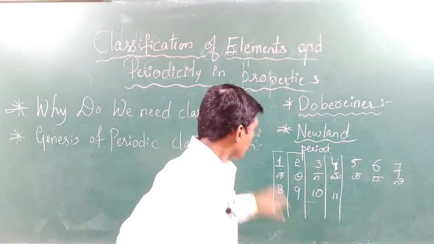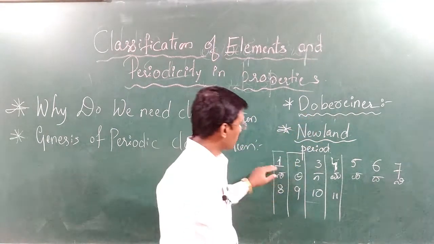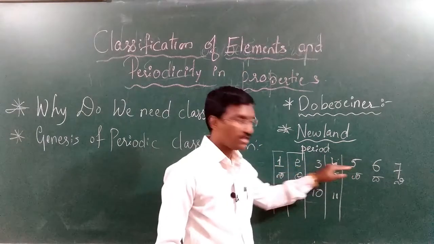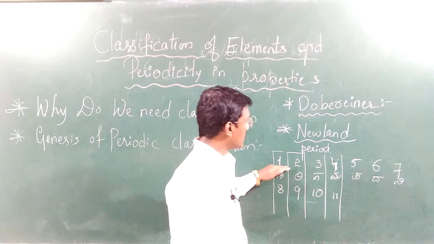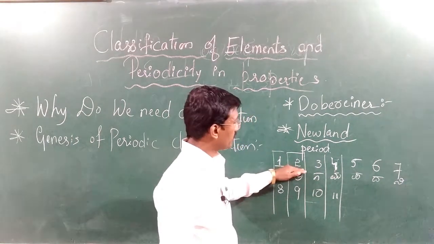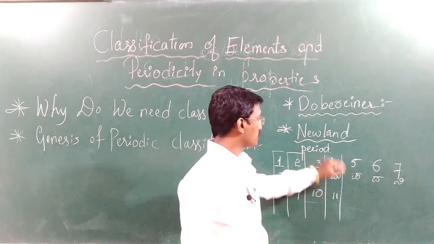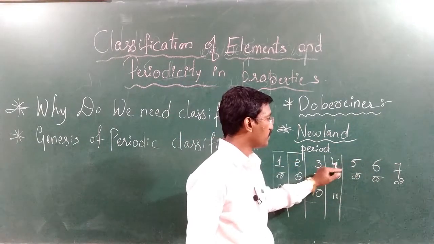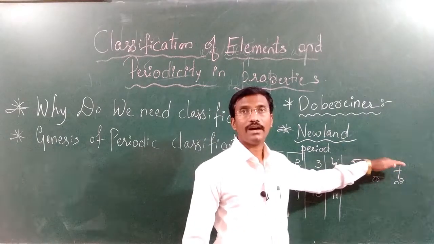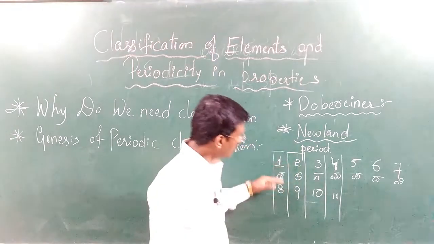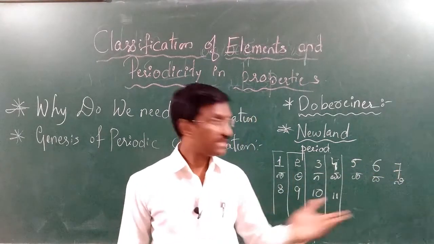So he said that the properties repeat. How did he arrange this? Newlands arranged the elements by increasing atomic mass. Can you see here, the first one has lesser atomic mass than the second one, the second is greater than the first, the third is greater than the previous, the fourth is greater than the previous, and the fifth is greater than the previous. Like this, he arranged the elements in increasing order of atomic mass or atomic weight. The next one also has a greater atomic mass than the previous one.